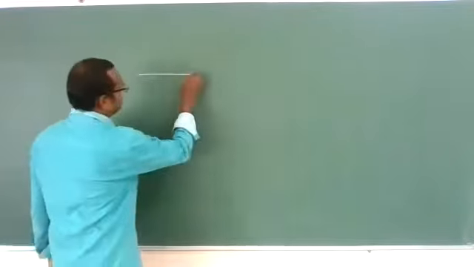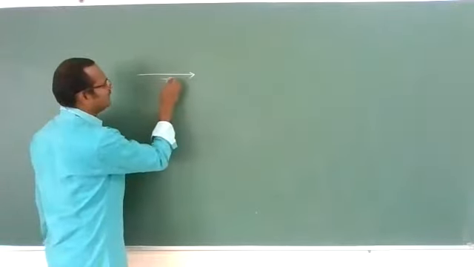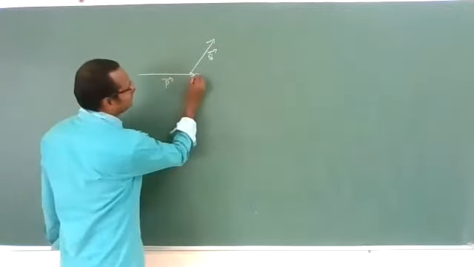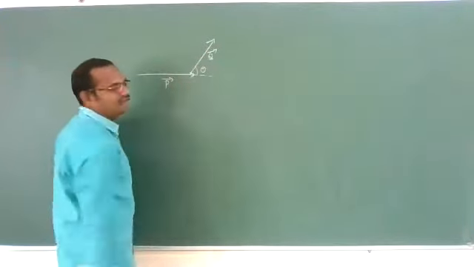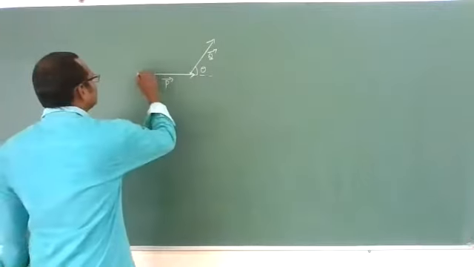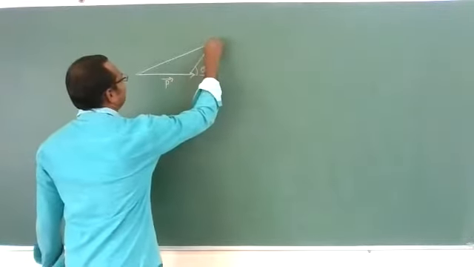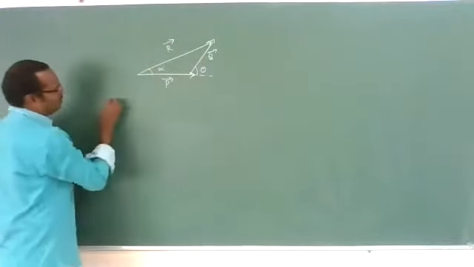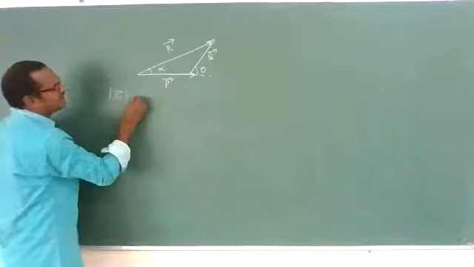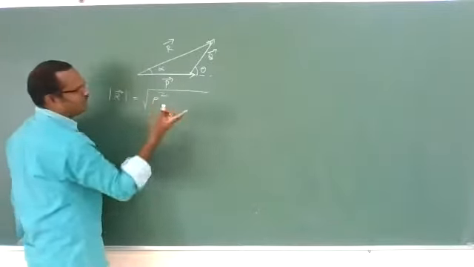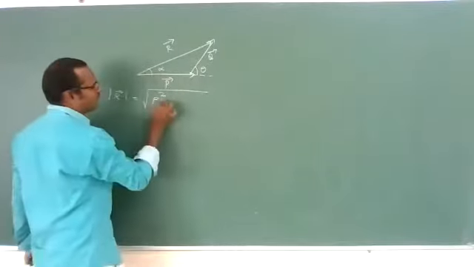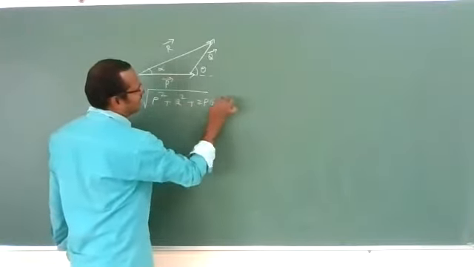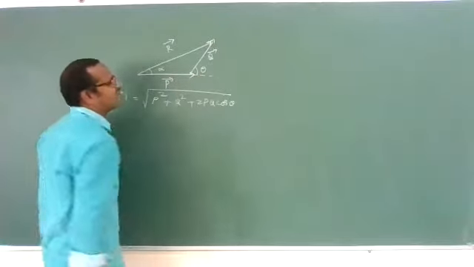Now, this is p bar and this is q bar, and the angle between these two is theta. This will be your resultant vector r bar, making some angle alpha. The modulus of r bar, the value of the resultant, is root of p square plus q square plus 2pq cos theta, where theta is the angle between the two vectors p bar and q bar.